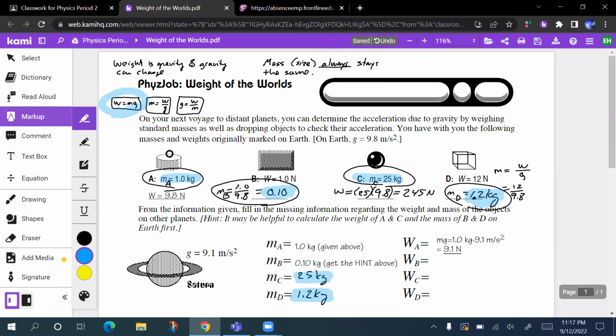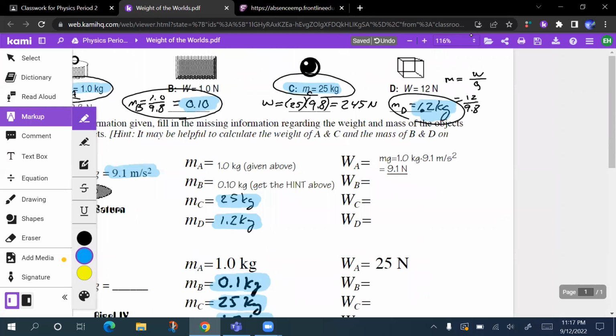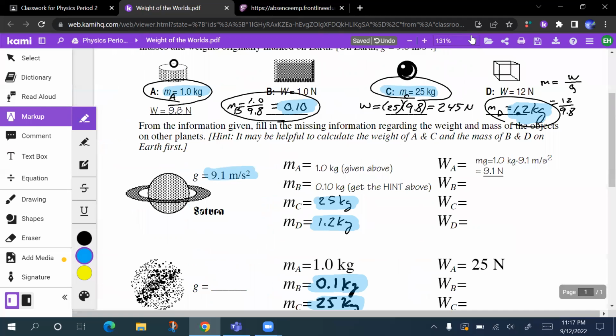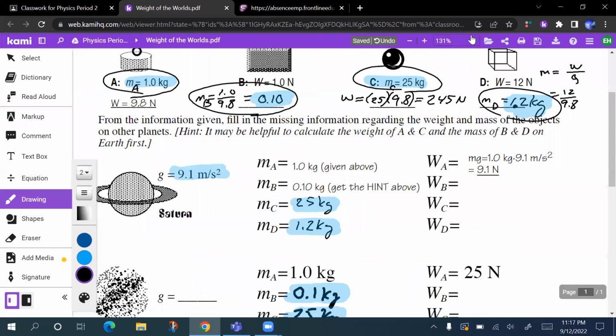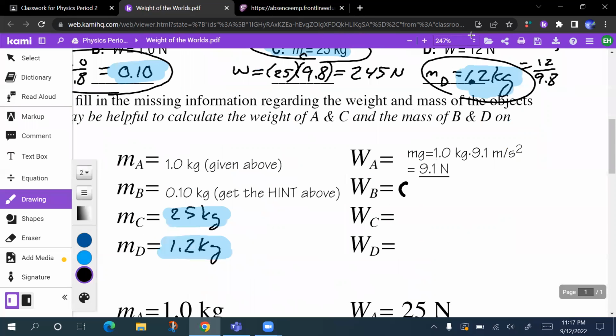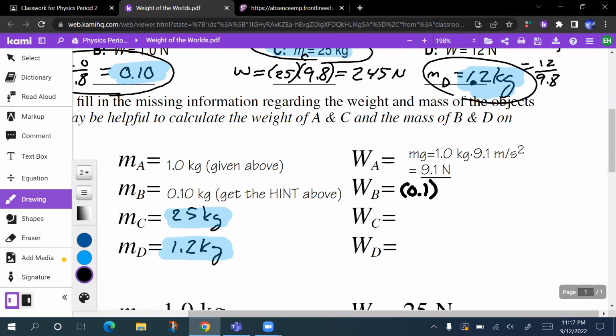But notice g is a little less on Saturn: 9.1 meters per second squared as opposed to 9.8. So we're going to go mass, which in this case is 0.1, times 9.1. 9.1 is our new g on this particular planet, which would be Saturn. So let's go 0.1 times 9.1, and you get about 0.9 newtons.